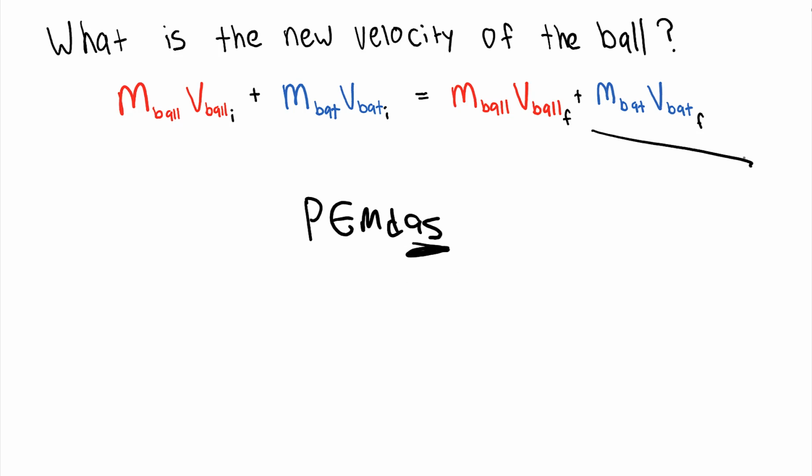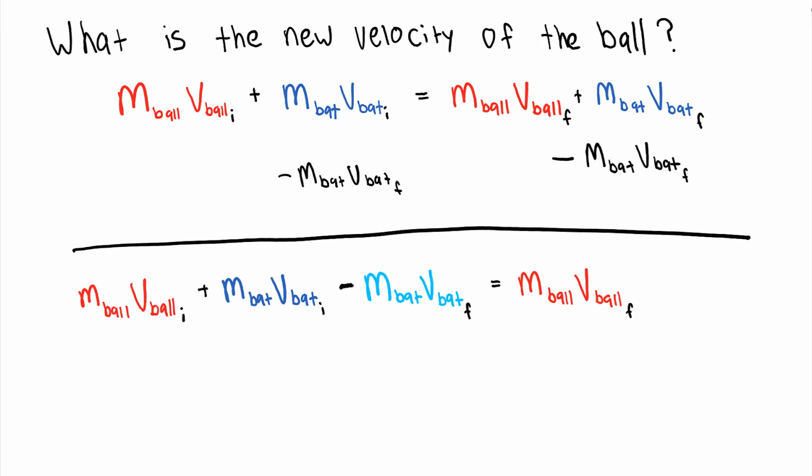So I see some addition here. I need to get rid of this, and I will do that by subtracting it. So I will subtract the final momentum of the bat and final momentum of the ball from both sides. And this is what I get.